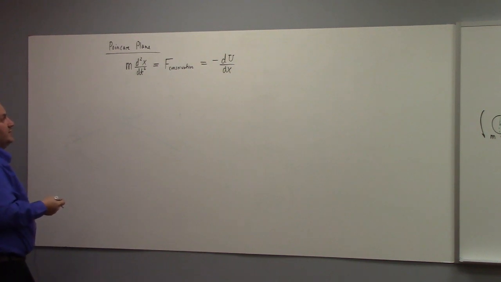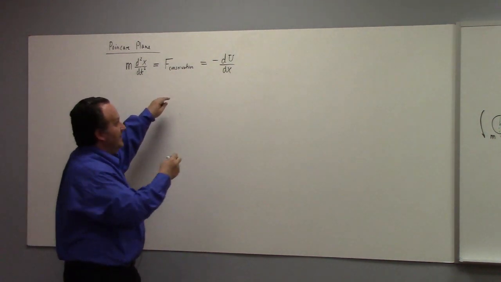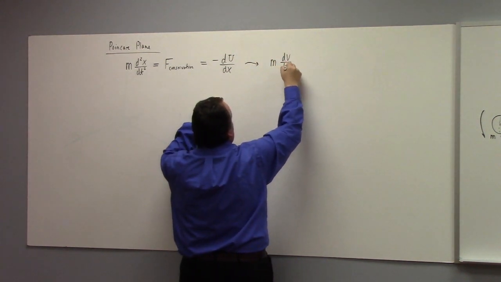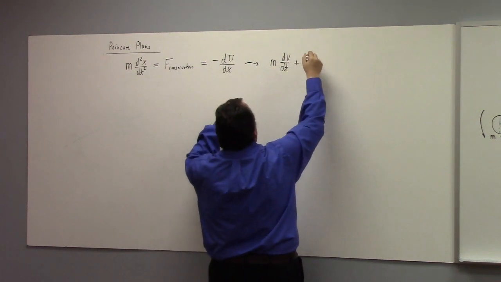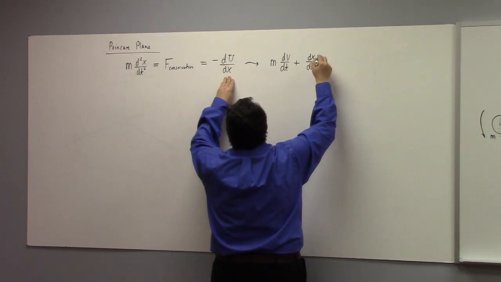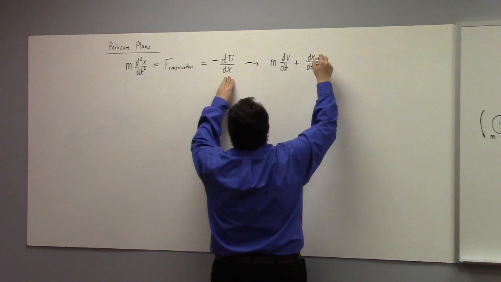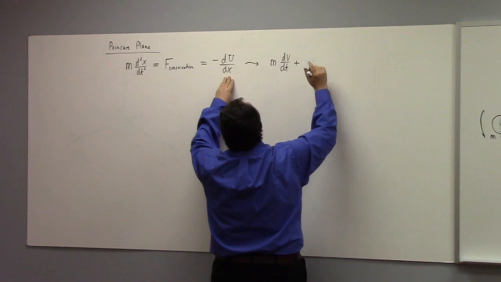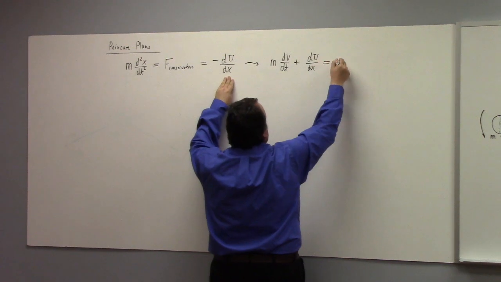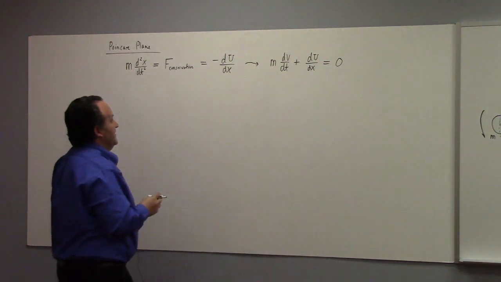And so we can do what? We can rewrite this as m dv dt plus du dx, where I can take that du dx and trade it for a dx dt. Sorry, let me just do a step here. It's du dx equals 0. So here U is potential energy, right?